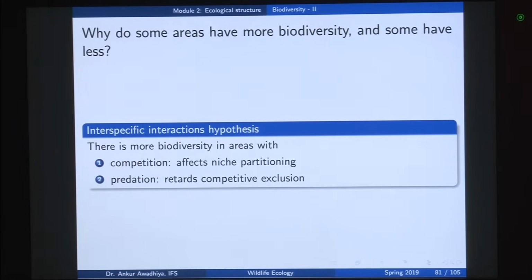Now the third hypothesis is called the interspecific interactions hypothesis. Inter is between, specific is species. So we are considering the interactions that are happening between species. So these are community level interactions, not population level interactions. And this hypothesis says that there is more biodiversity in areas with competition, because it affects niche partitioning. Now what does that mean?